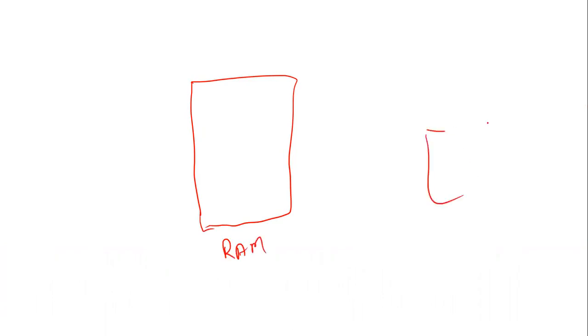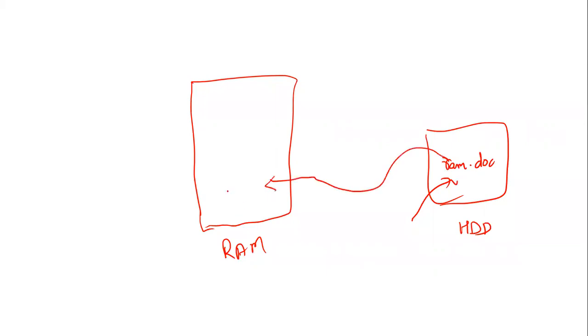Suppose this is your RAM, and this is your hard disk. Suppose you have a particular file named ram.doc. It's a document file. You want to edit this particular file. Editing means you have to move the data inside the RAM. Now you have your data inside your RAM, and you edit something here.